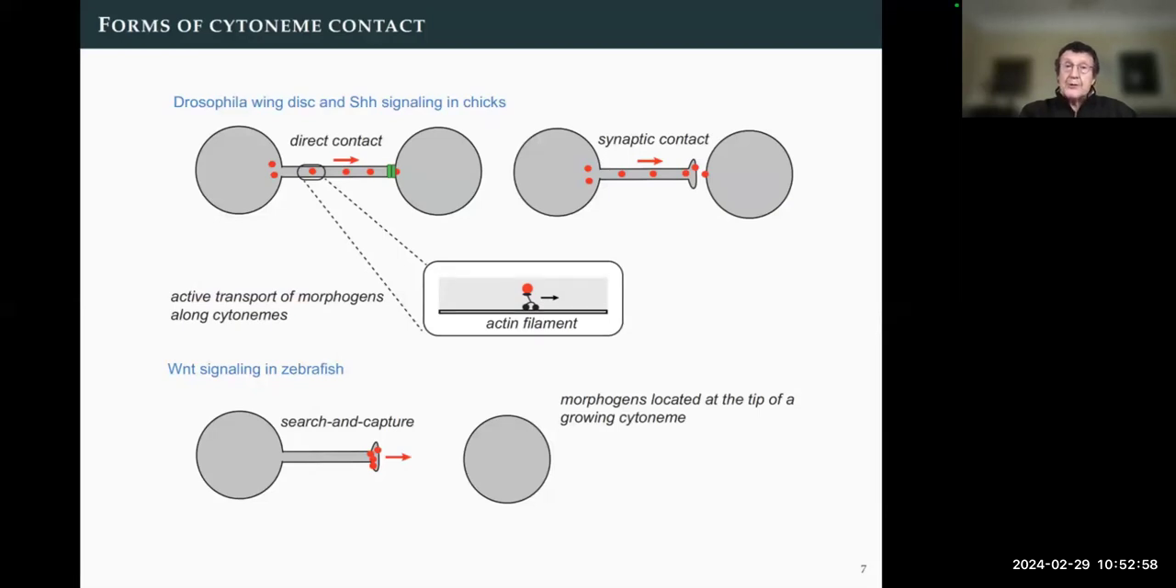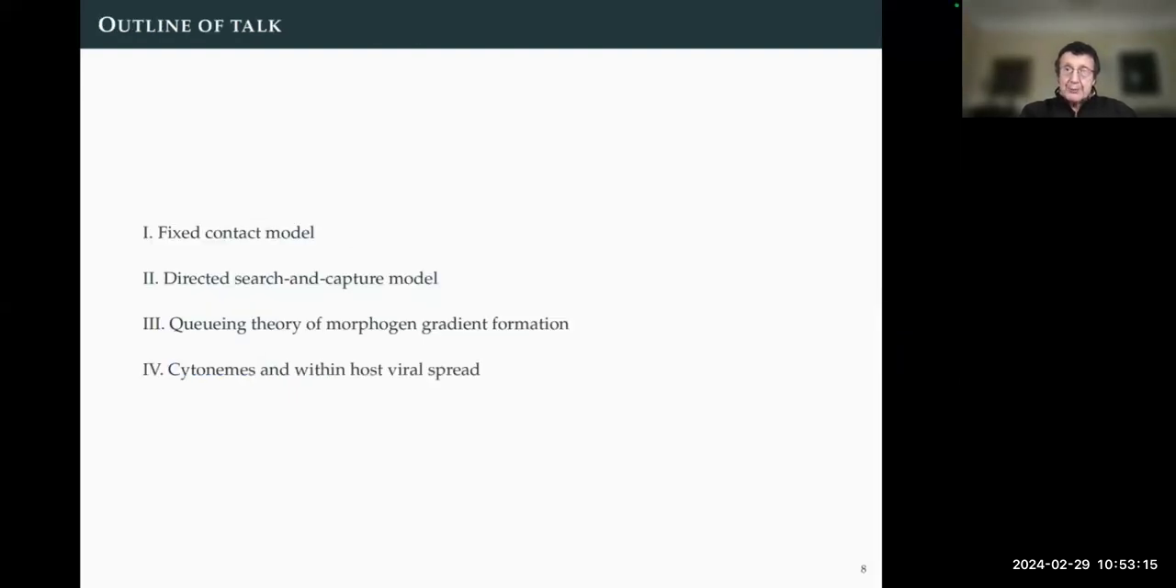So what I'm first going to do is briefly talk about a direct contact model, which I looked at in the past, but most of the talk is going to focus on the search and capture model, partly because it has more interesting mathematics, but also because I think it is a richer system. But let's just briefly talk about the direct contact model.